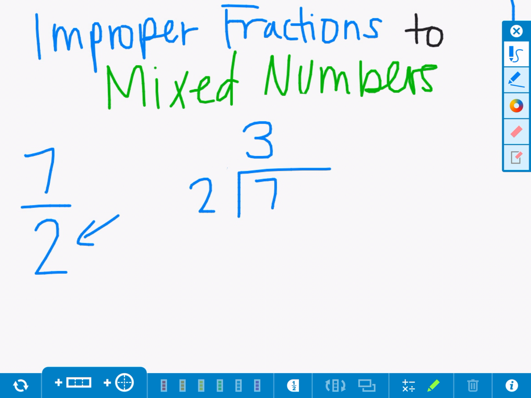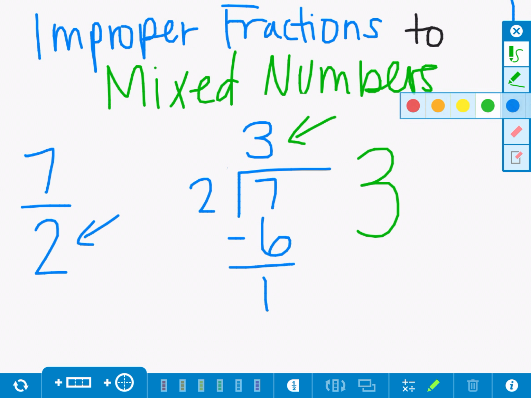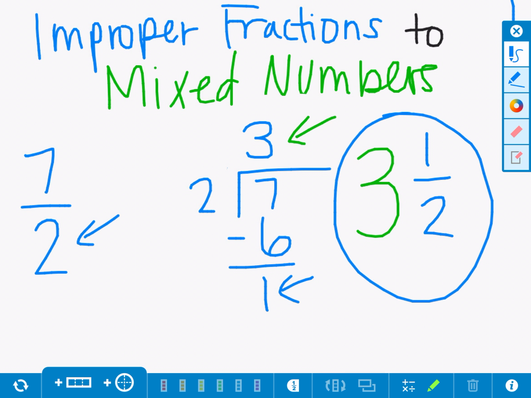So 2 times 3 is 6, and you're going to subtract, and you have 1 left. This will become your whole number, so you will have 3. You will know that you were looking at 1/2. What's left over is this 1. So 7 halves, or 7 over 2, is equivalent to 3 and 1/2.